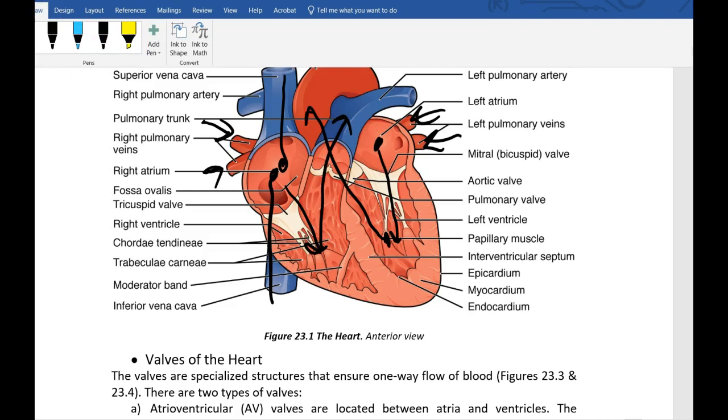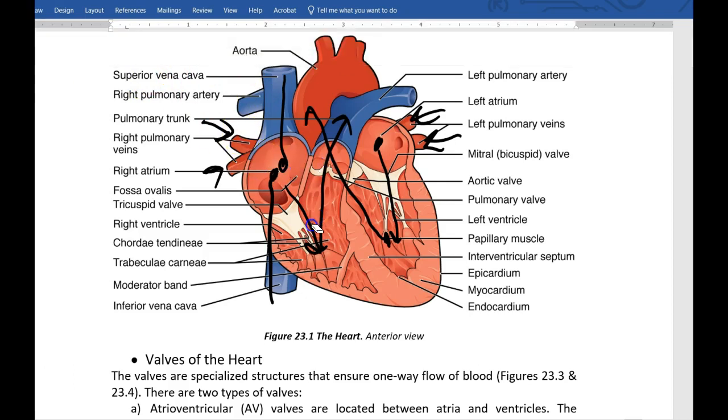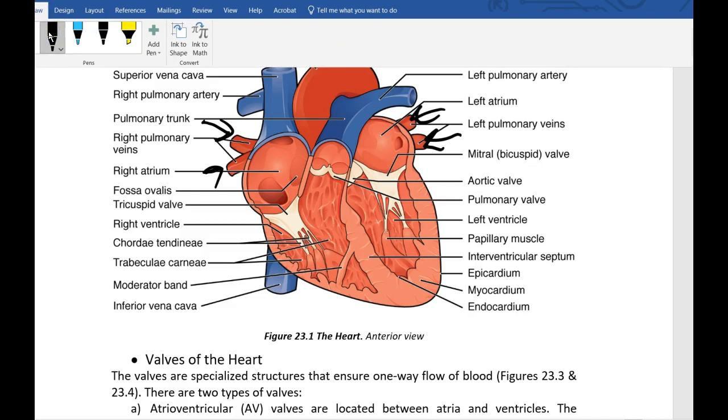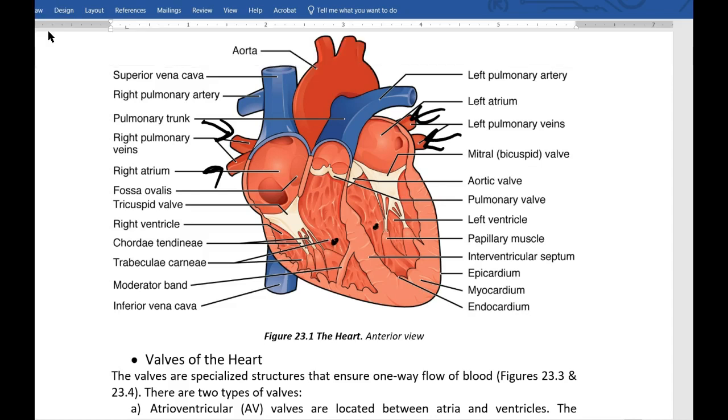So now we can start. Oh, I'm sorry, I thought this gave me the ability to just get rid of everything I had drawn. All right, so now our blood is here, and I need to practice this. Where's our blood? Our blood is here, and our blood is there.